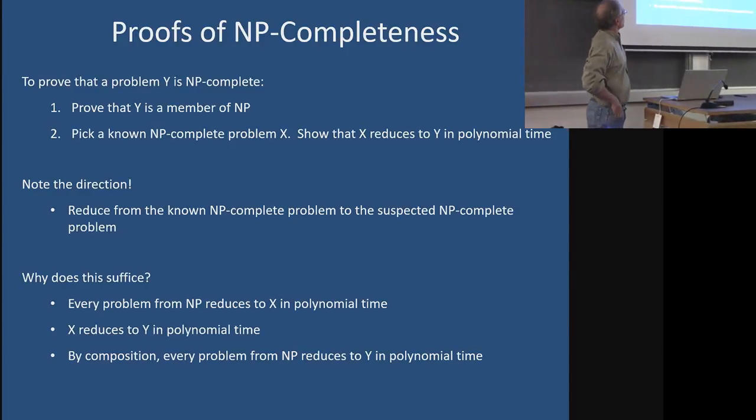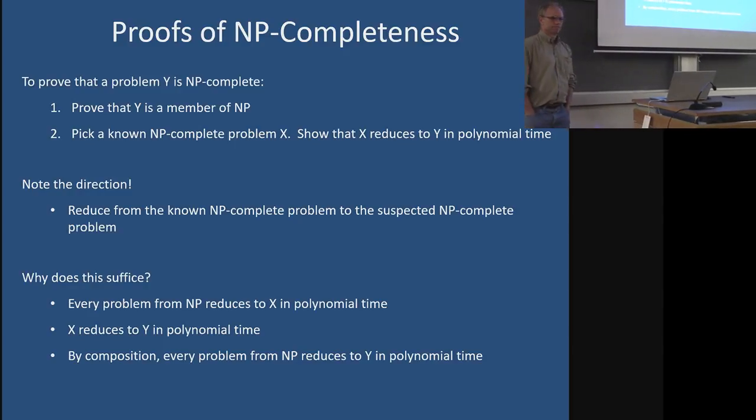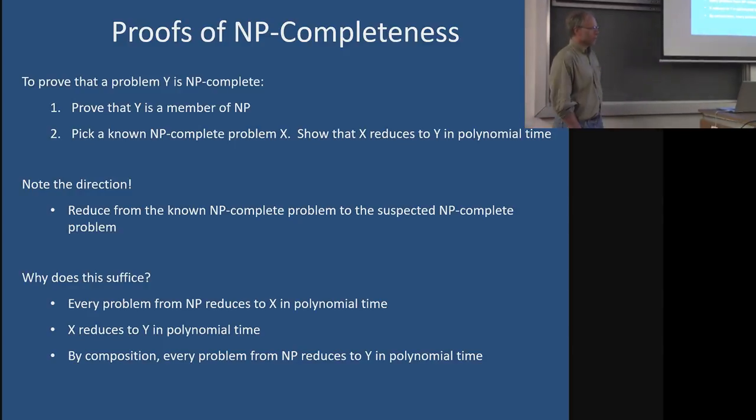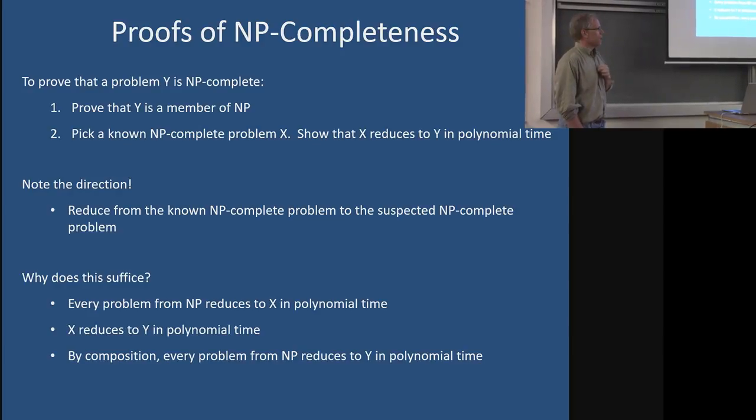We want to prove that a problem Y is NP-complete, meaning we have to show two things. You can't be NP-complete unless you're NP. You have to be an NP problem to be considered NP-complete. The first thing is to prove that Y is a member of NP. And that's usually the easy one.